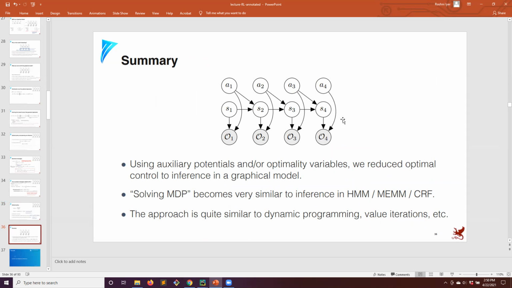Just to summarize all of this, in this hidden Markov model, we introduced these observable variables, which we call optimality variables, that connect to the corresponding state and actions. The state and action variables are the latent variables here. We call these optimality variables the auxiliary variables. We can think about this like a hidden Markov model now.